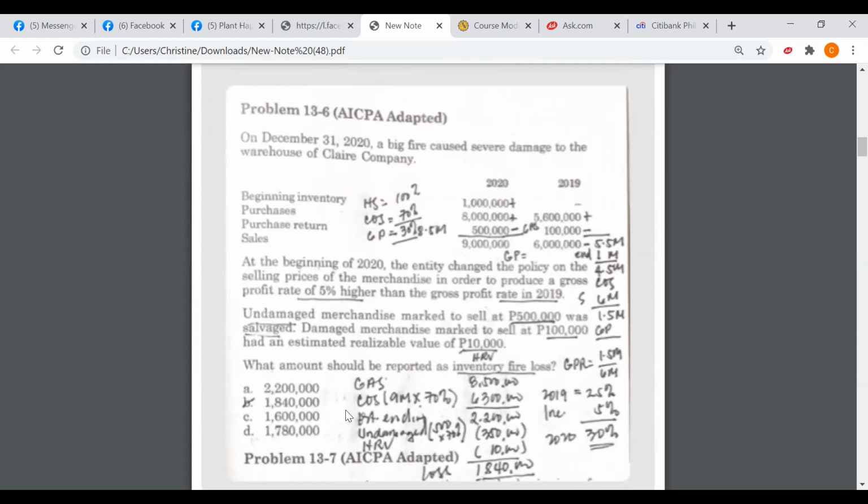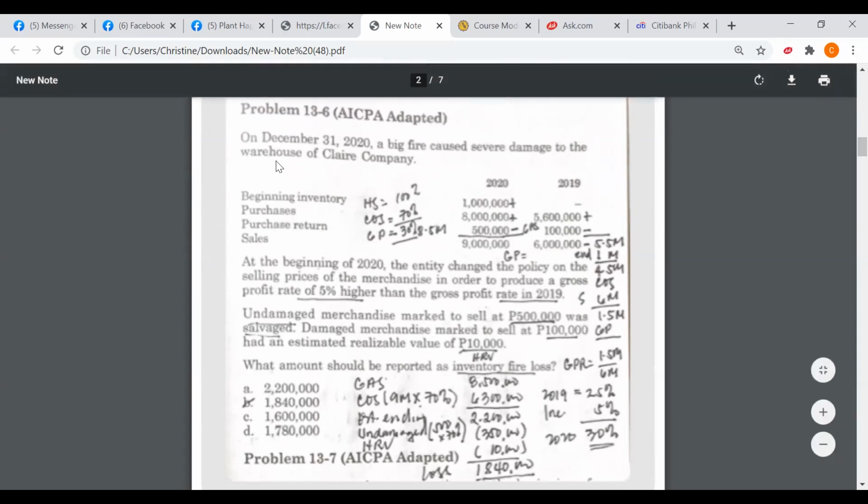Another is we have 13-6. On December 31, 2020, a big fire caused severe damage to the warehouse of Clear Company. So you're given previous year and current year 2020. We are asked for the amount that should be reported as inventory fire loss. So at the beginning of 2020, the entity changed the policy on the selling prices of the merchandise in order to produce a gross profit rate of 5% higher than the gross profit rate in 2019.